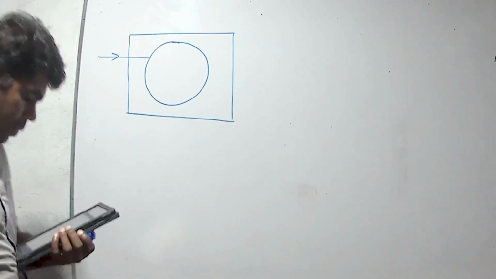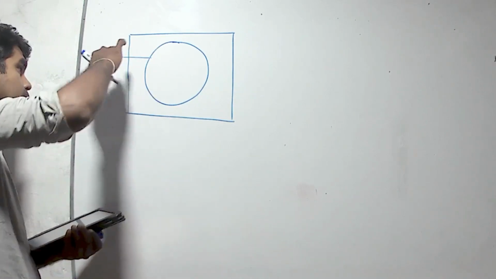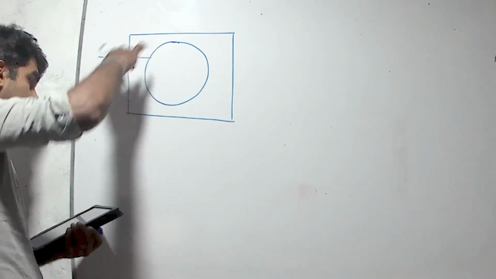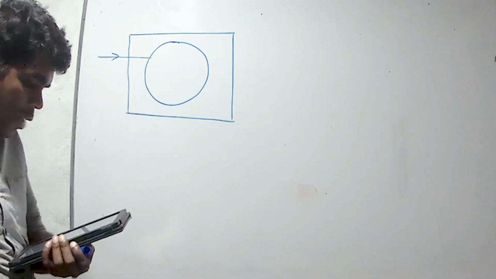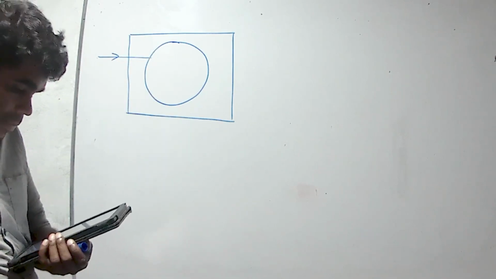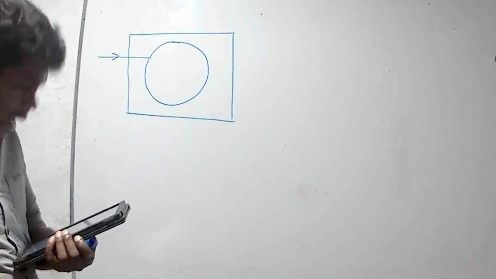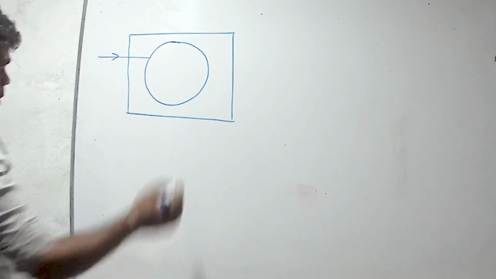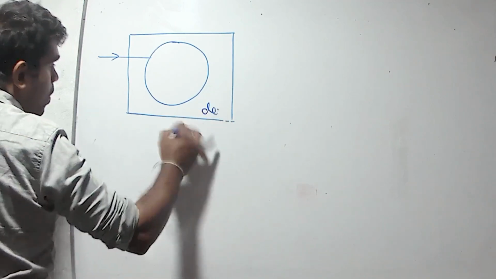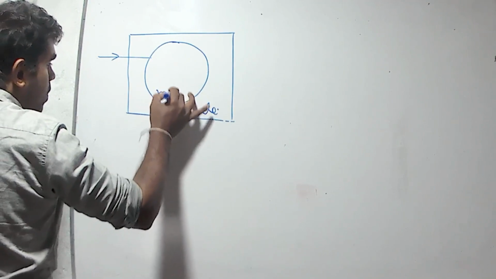They have given that the incident ray falls at the midpoint, not the midpoint. The incident ray should fall above the midpoint of the diagram. Now this medium is the denser medium and this medium is the rarer medium.